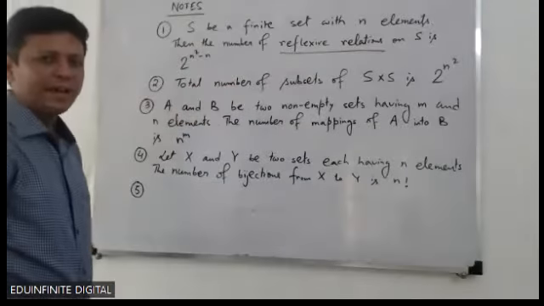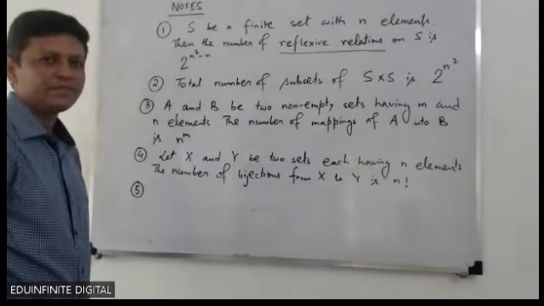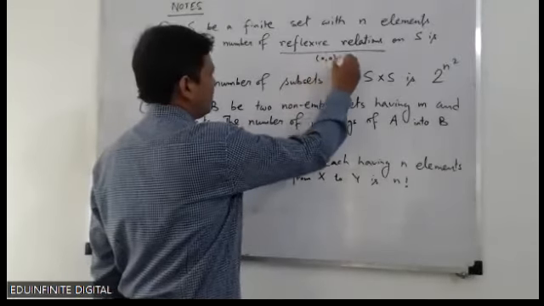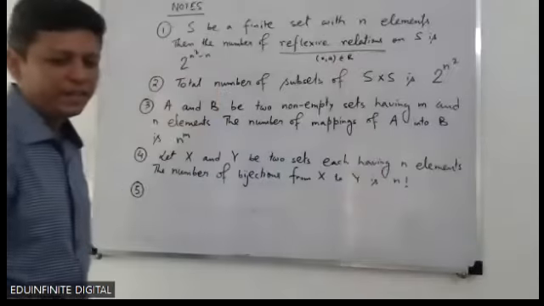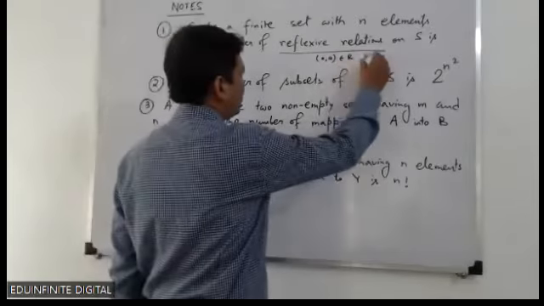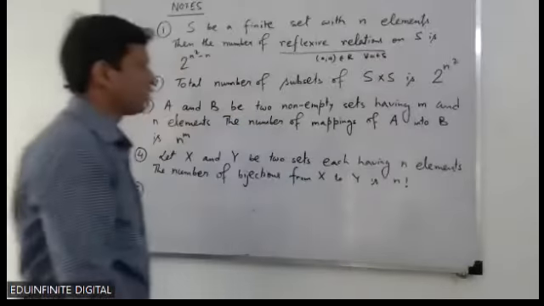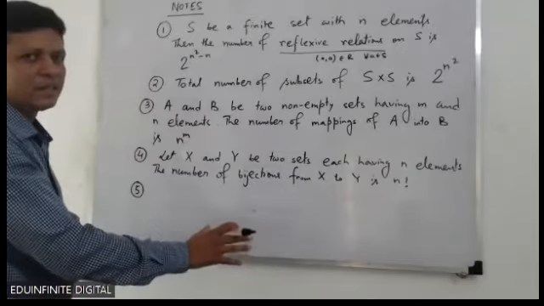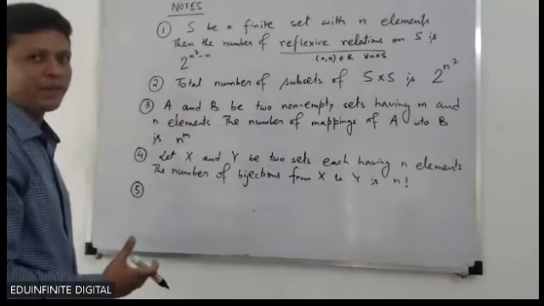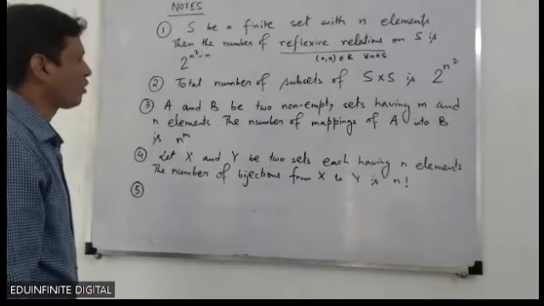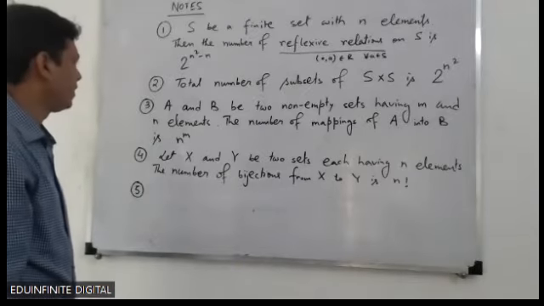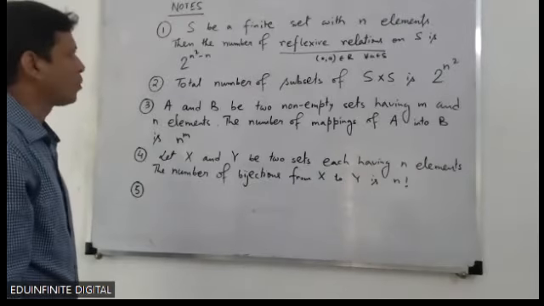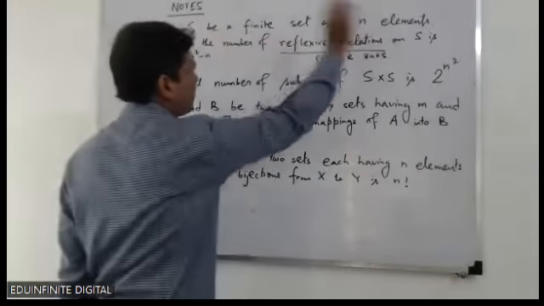Can you tell me what is a reflexive relation? Sir, each element will relate to itself and may relate to other elements after that. (a, a) belongs to R for all a. Yes, that is the reflexive relation, for all a belonging to the set. Without any proof, I'm just giving you some information. Please note down and try to retain these things. The number of reflexive relations on A is 2 to the power n squared minus n. Number 2, the total number of subsets of S cross S is 2 to the power n squared, where S is a finite set with n elements.